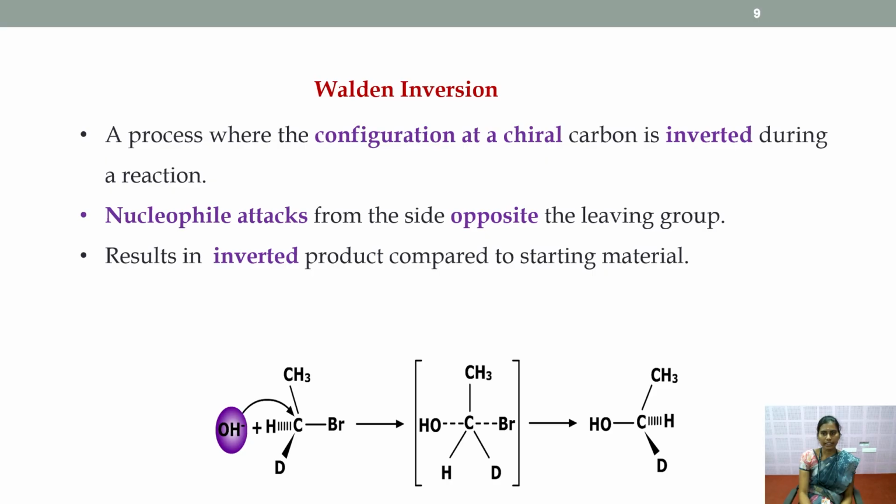The inversion of the configuration of the chiral carbon during the reaction is known as Walden inversion. The nucleophile attacks the opposite side of the leaving group. This is the main reason the inverted product forms. Here we take a chiral carbon, which means the carbon is bonded with four different groups. The hydroxy group approaches the central carbon to form the transition state. After the leaving group departs, the product forms. If the reactant is S configuration, the product will be R. The inverted product will form if Walden inversion takes place.